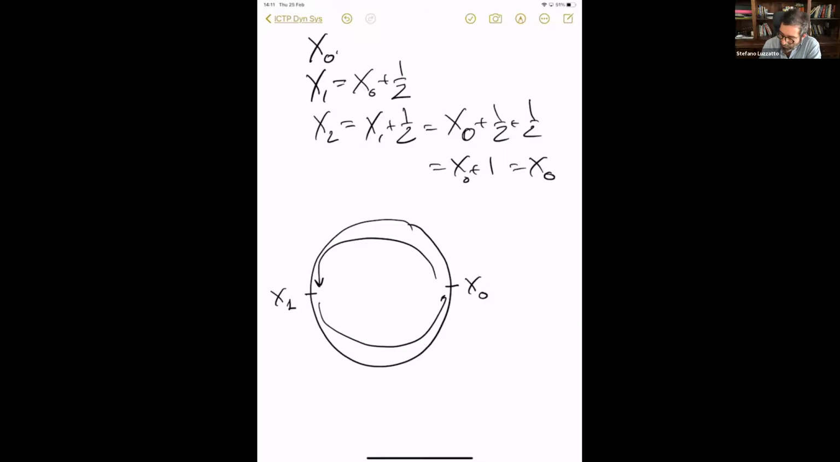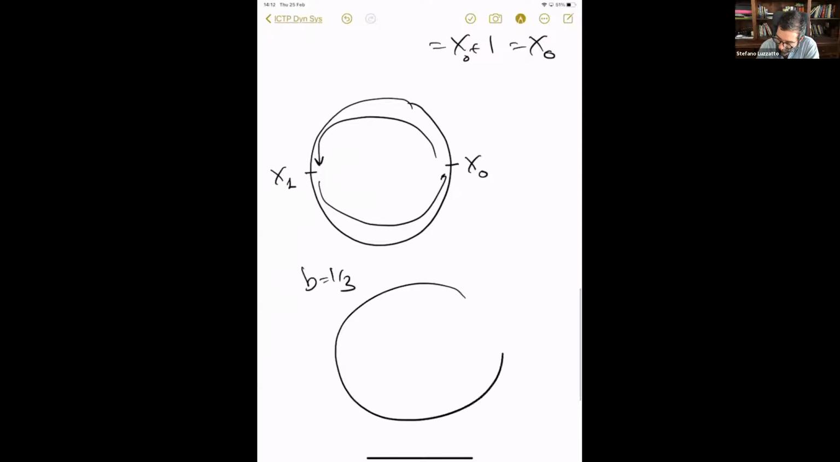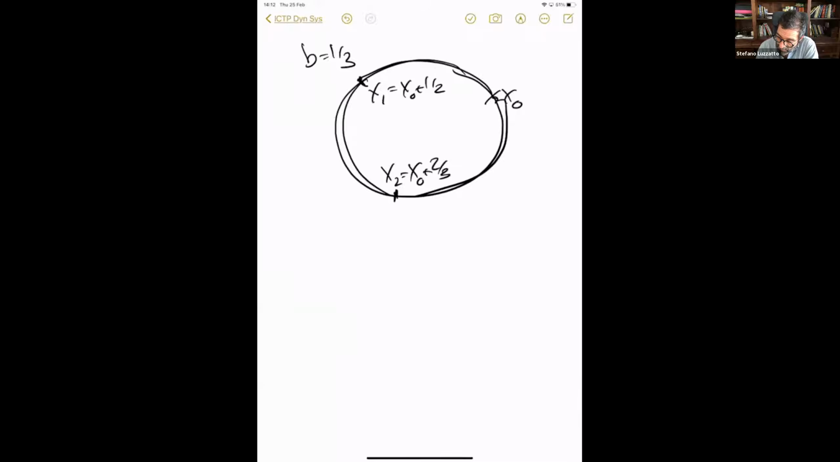Okay, so maybe we can go a little bit more quickly. It's easy to see if b equals 1/3, what's going to happen? The same thing, right? So x naught, and then you will go by 1/3. Here x1 is equal to x naught plus 1/3, and then we'll go around to x2, which is equal to x naught plus 2/3, and then it will go back to x0. So every point will be periodic of period 3. Right? So we can easily generalize this, as Mimokshin was saying.